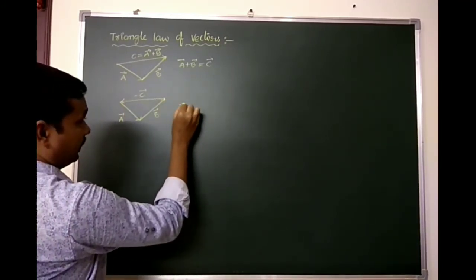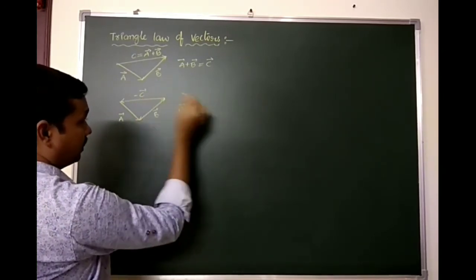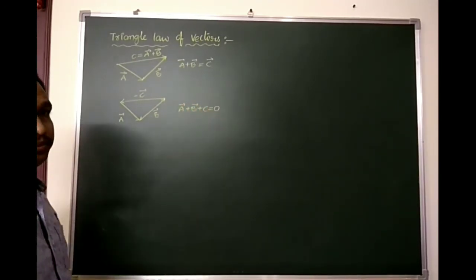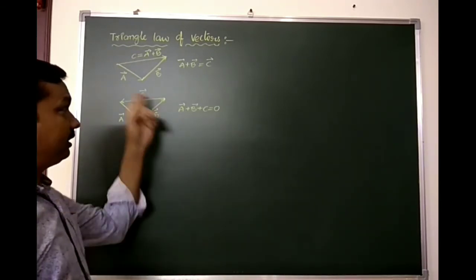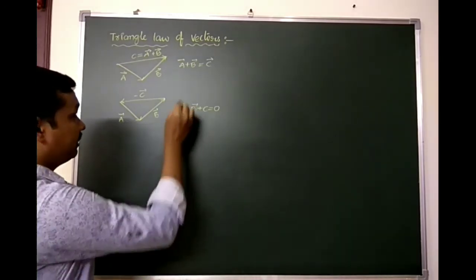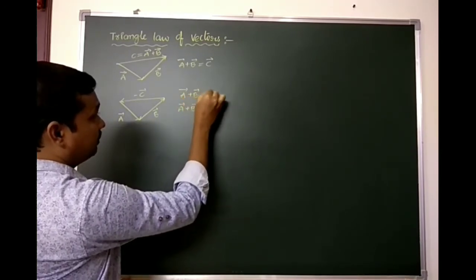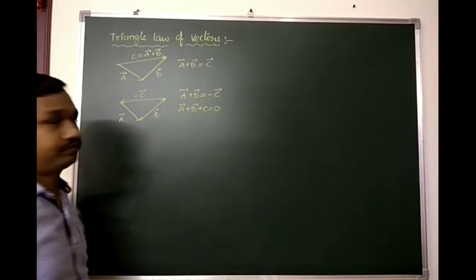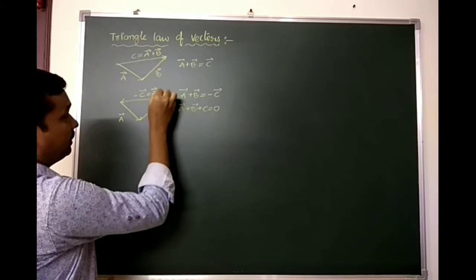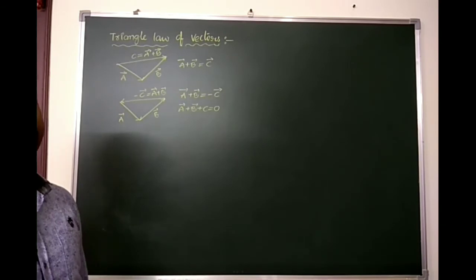So a bar plus b bar equals c bar minus c bar. But if you bring it to the left, it becomes 0. If three vectors are in order, the sum of the three vectors is equal to 0. Or else this can be represented as a bar plus b bar equals minus c bar. This is the resultant. This is giving you the triangle of vectors.